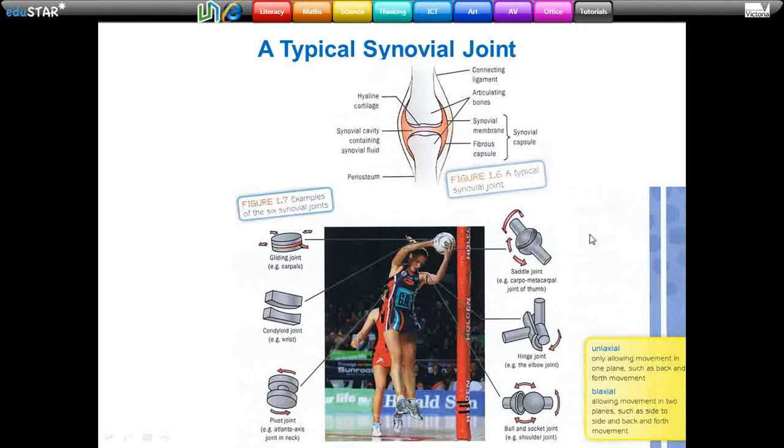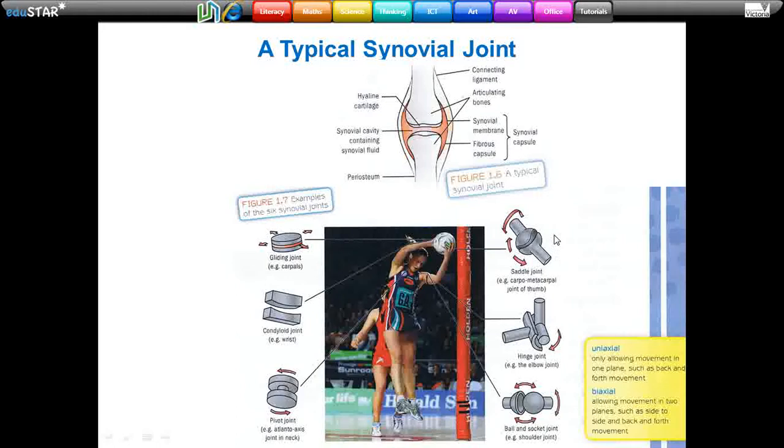I've got some pictures of some synovial joints here. So you can see the gliding joint, which is found in the wrist, allows two bones to sort of glide over one another. The condyloid joint is where there's a convex and a concave surface, and they also glide fairly smoothly over each other. A pivot joint is found in your neck, at the atlas axis joint, and that allows for two bones to rotate around each other, so that's why you can turn your neck side to side.